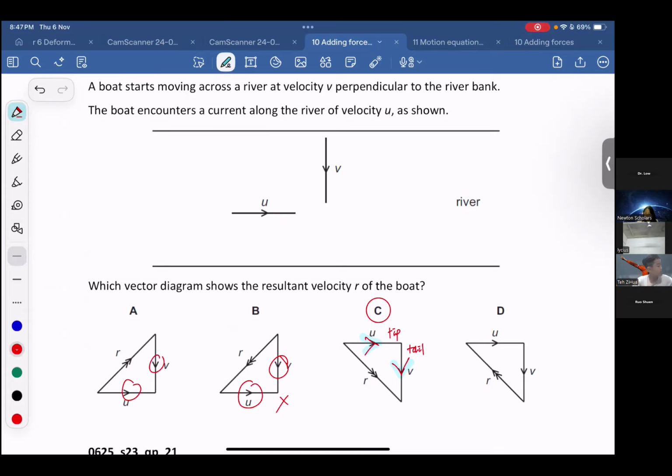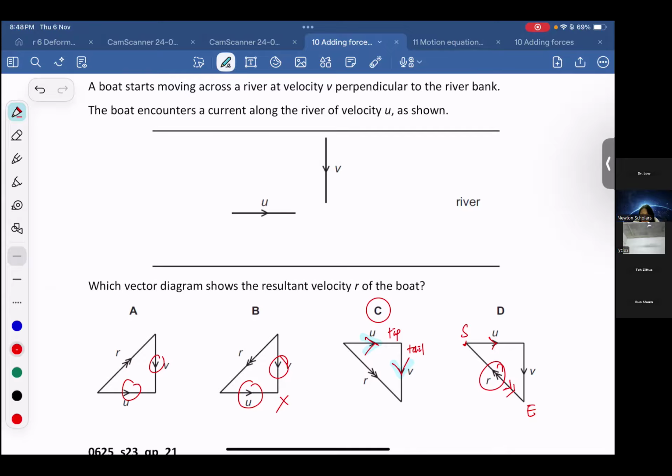Okay, C and D. Why D is wrong is because this is the starting of our velocity. This is our ending. So your resultant force should be in this direction. So D is wrong. Answer is C. Okay, boys and girls, can you try question number 3 again?